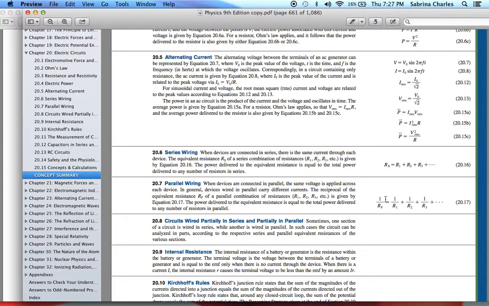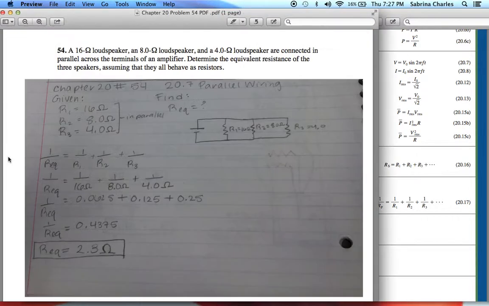So in order to find our REQ, we do 1 over REQ equals 1 over R1 plus 1 over R2 plus 1 over R3, and so on and so forth if you have any more resistors. But in this case, we just have 3. So we're just going to use this formula and plug in our resistors that we have. So we're going to do 1 over 16 ohms plus 1 over 8.0 ohms plus 1 over 4.0 ohms.